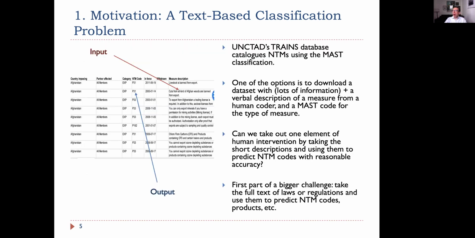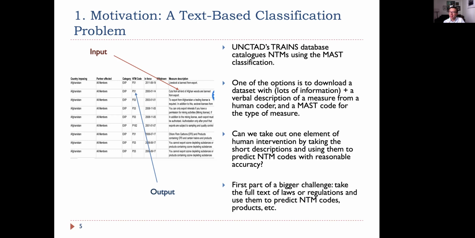Okay, so where we would ultimately like to get to, and where we are going to get to, is this problem. So on the left-hand side, I've got an extract from some data that you can produce with UNCTAD's TRAINS database. So TRAINS is a global database of non-tariff measures. And what it does, you can see there that I've marked with a blue line the output that we want from our model. And the output is an NTM code.